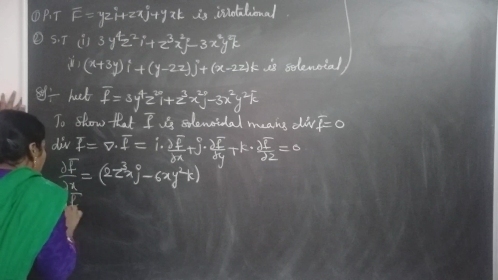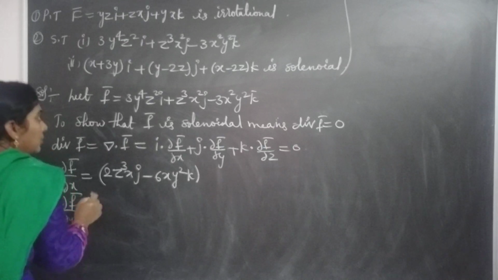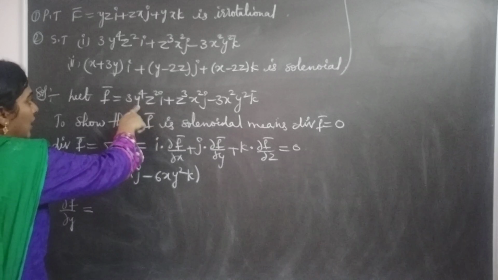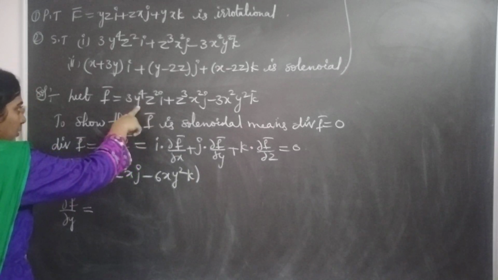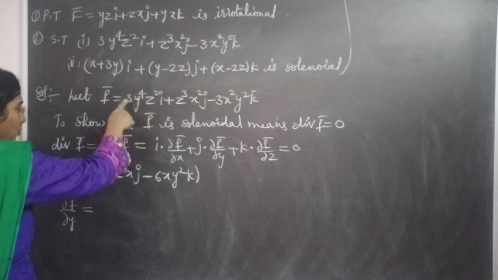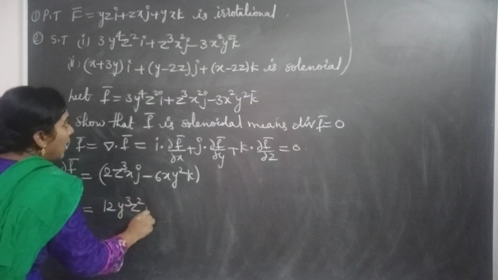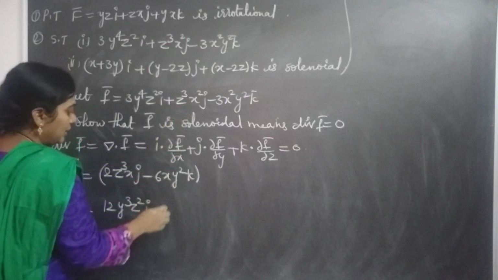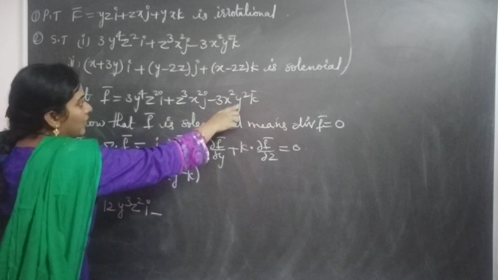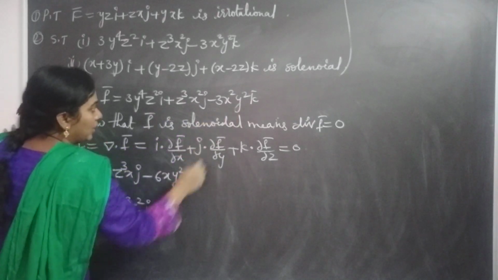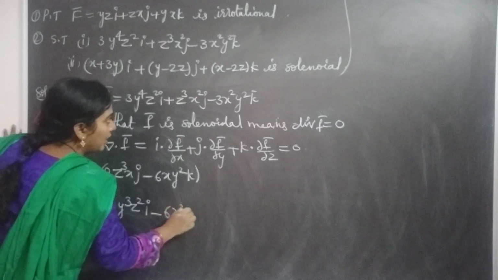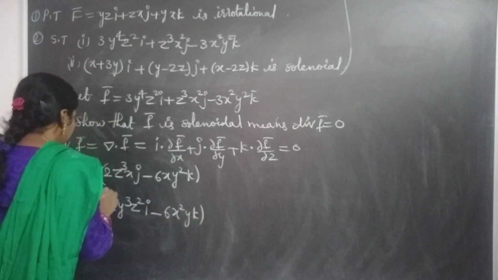Dou F bar by dou y is equal to, with respect to y, y power 4 derivative is 4y cube, 4 threes are 12, 12y cube z square i. In the second term there is no y term. Minus y square derivative is 2y, 2 threes are 6 x square y k.